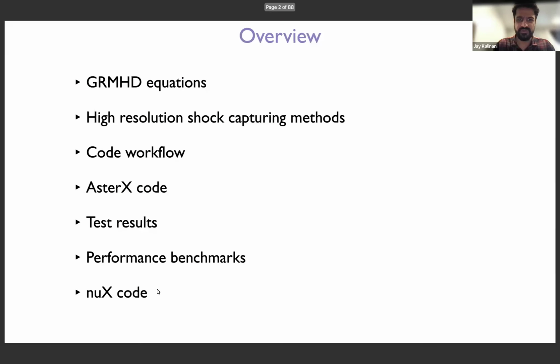So just to give you a brief overview about this talk, I decided to include some background information about GRMHD, catering to people who are new to this concept. GRMHD essentially stands for General Relativistic Magnetohydrodynamics. And then give an idea of the rough structure or workflow of how a GRMHD code works. And then I will jump to our code called AsterX and show you some test results as well as performance benchmarks and a very, very quick introduction to our new code called NewX.